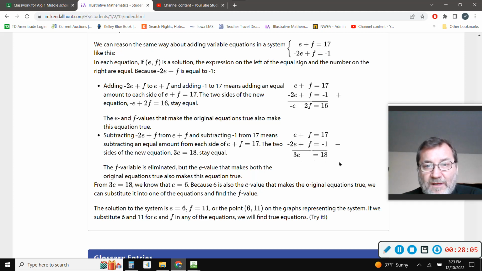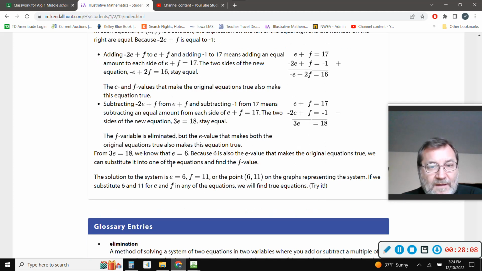And of course, you can eliminate things that way. They go through 3e is 18. Therefore, we know that e is 6. 6 is the e value that makes the original statement true. We can now substitute in to find the appropriate f value, and when you do that, you find that f becomes 11. So (6, 11) is your solution.